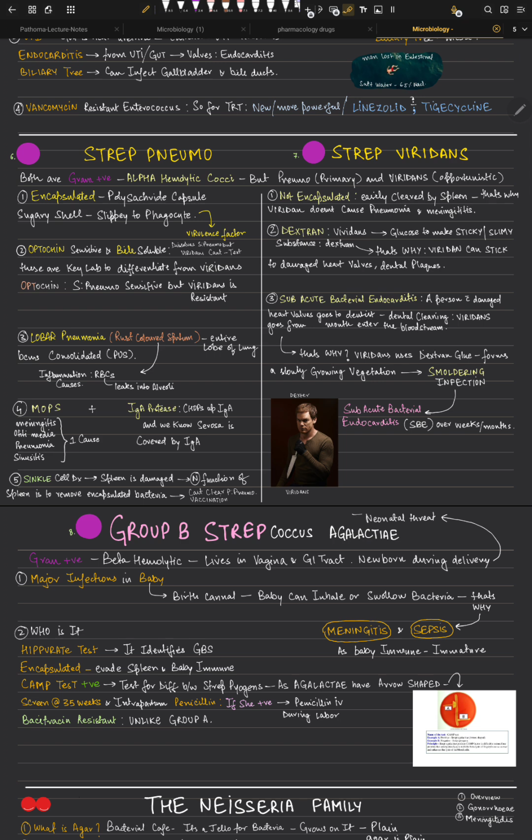Okay, so strep pneumo is encapsulated. It means it's more dangerous. It has a capsule around it, and this capsule is a polysaccharide capsule, right? It's a sugar capsule, and it is slippery for phagocytosis. So this encapsulation is a virulence factor for strep pneumo. Other thing is that they are optochin sensitive and bile soluble. Bile soluble means they can survive in your intestine, in your duodenum.